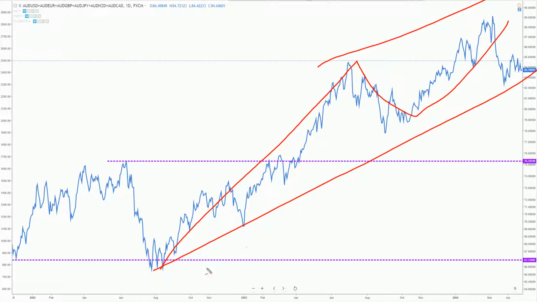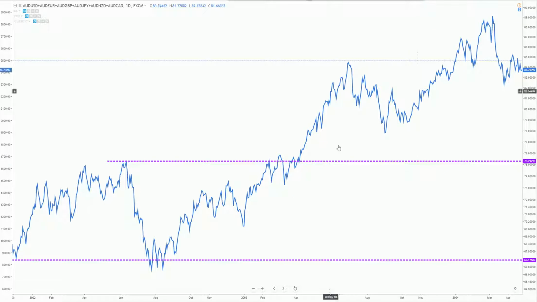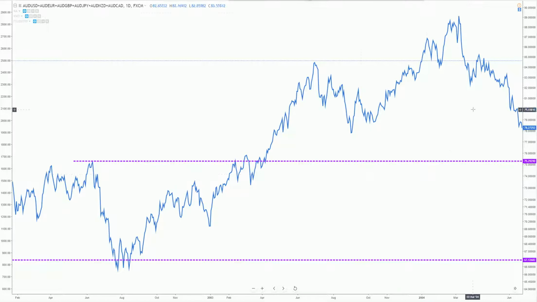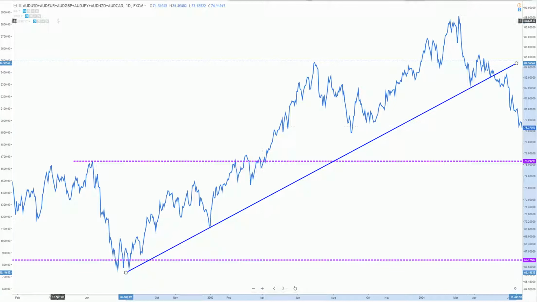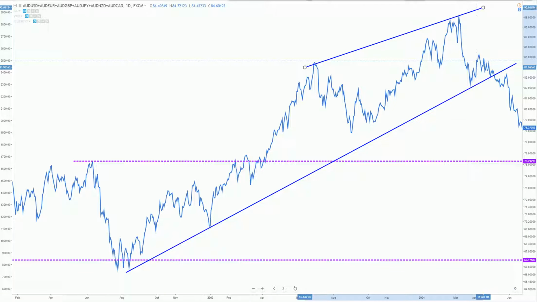And that's the way it works. So now you have a new channel, and then when it breaks the channel, you want to go short. There it is. There's the break of the channel. Right there. Sometimes you get the 1, 2, 3 break test go, which is break test go. Okay. So 1, 2, 3.